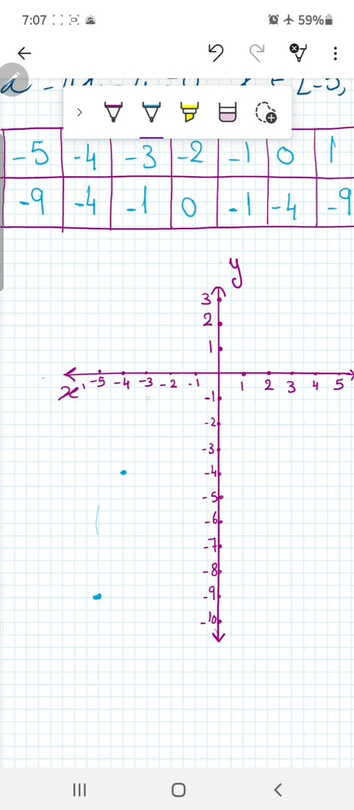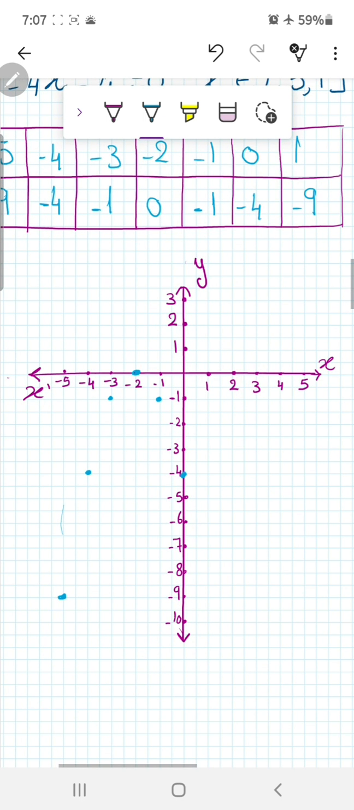-3 and -1, -2 and 0, -1 and -1, 0 and -4, 1 and -9. And also join the points to get the curve.